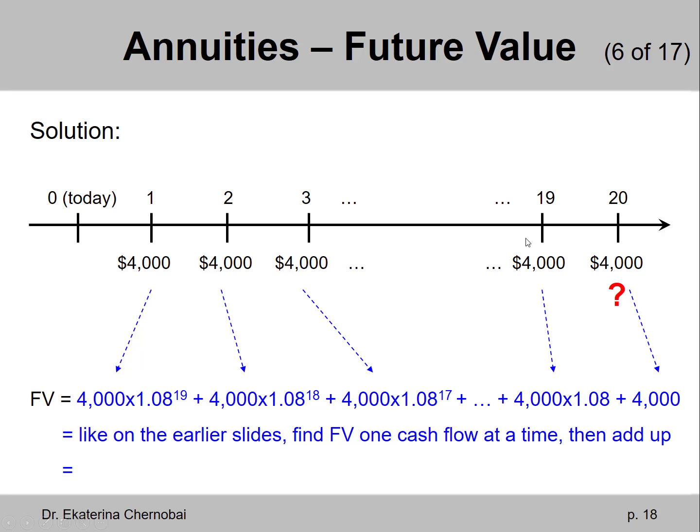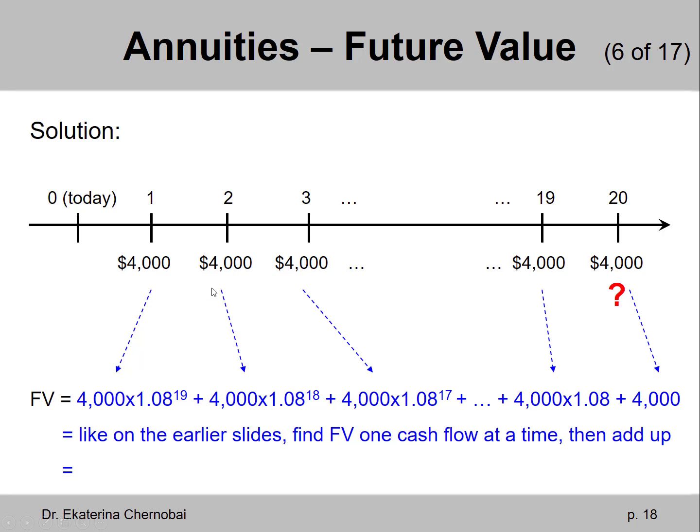One before last, at the end of year 19, it only has 1 year to earn interest, and so we use no power at all. Or you can put power 1, it's the same thing. And the last deposit that you will make, $4,000 at the end of the 20th year, is already where you want it to be. So it doesn't earn any interest. You deposit, and immediately after that you check how much you have in your account, and from just this deposit you have $4,000, no interest on top.